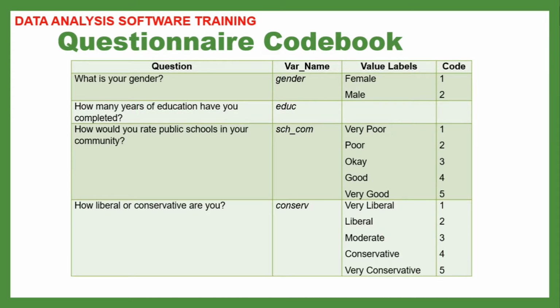How would you rate public schools in your community? In that case, the variable name is SCH_COM and has the value labels very poor coded as 1, poor 2, okay 3, good 4, very good 5. How liberal or conservative are you? We give the variable name conserve, which is short for whether the individual is conservative or liberal, and has the value labels very liberal coded as 1, liberal 2, moderate 3, conservative 4, and very conservative 5.